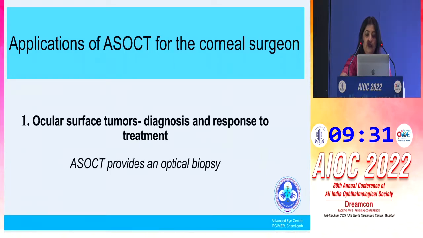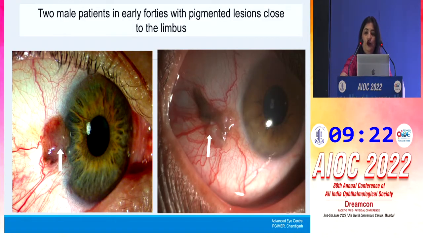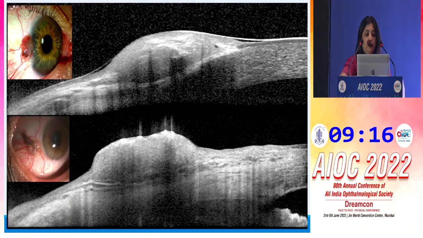but I think it's also important to know the other uses. These are of the spectral domain OCT. So ASOCT basically provides us an optical biopsy. For example, if we have two patients who have similar looking lesions at the limbus, we want to know, at least have a clue what they could be, apart from our clinical clues.